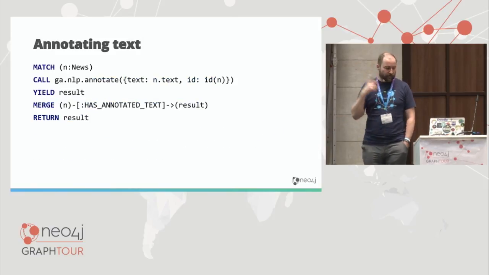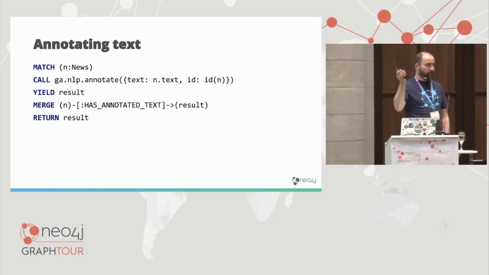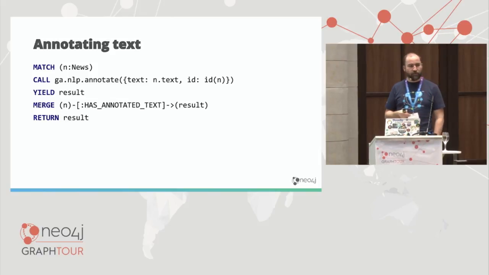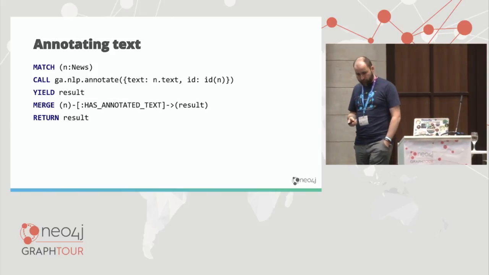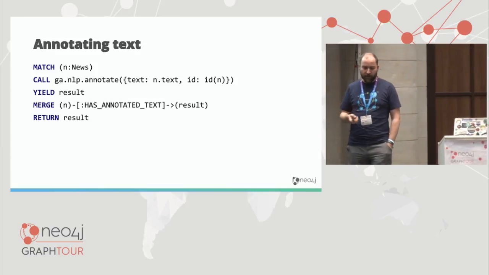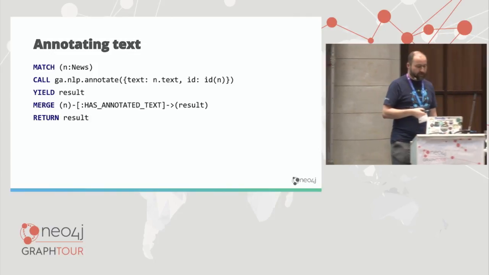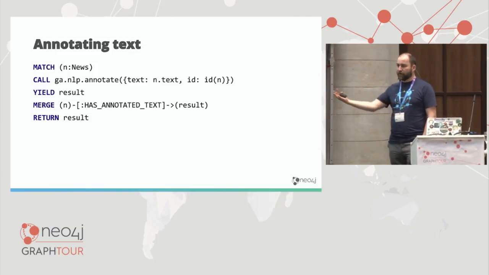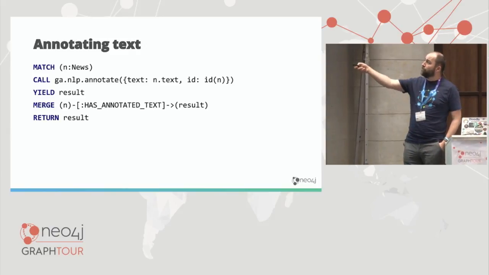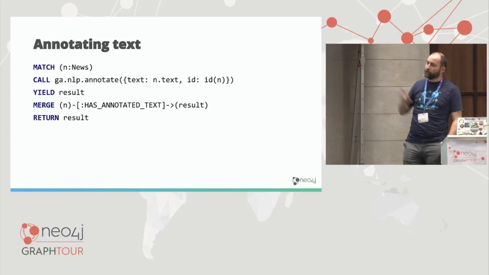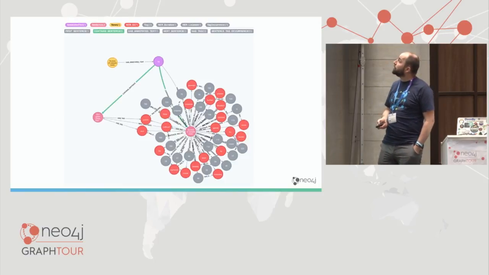So we basically get our data. We match our news articles and pass them to the NLP annotate procedure, which does all the heavy lifting. It uses either Stanford NLP or OpenNLP corpora to do the analytics, and then creates a graph structure that represents the NLP analysis. In this case, we connect our news item to this information. And basically, it looks like this.